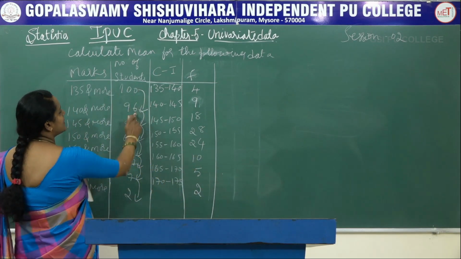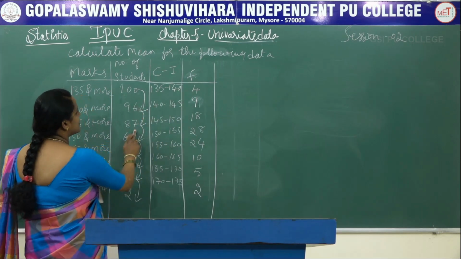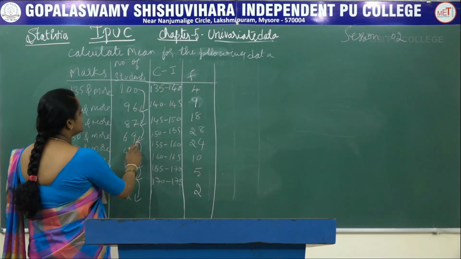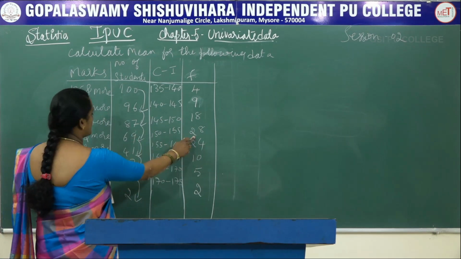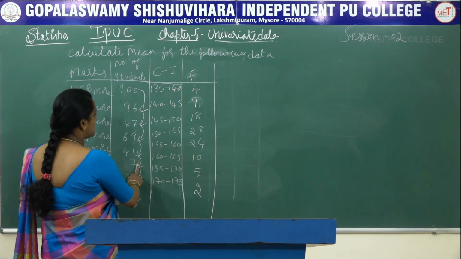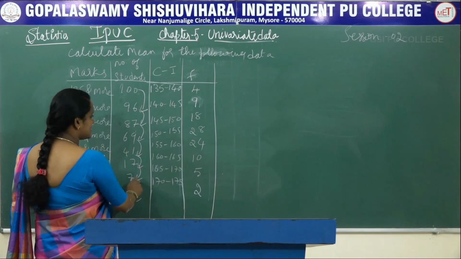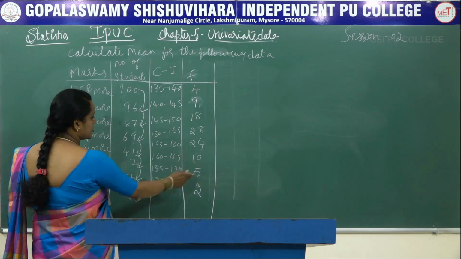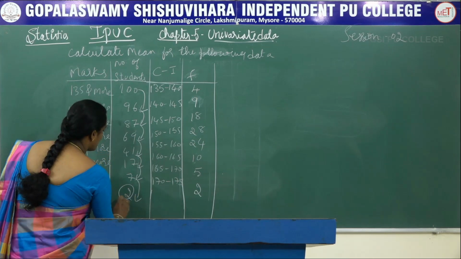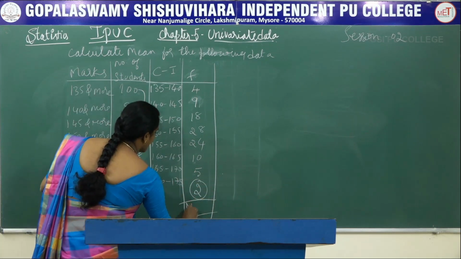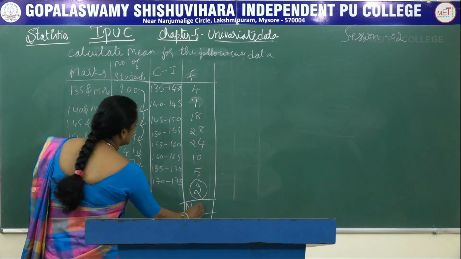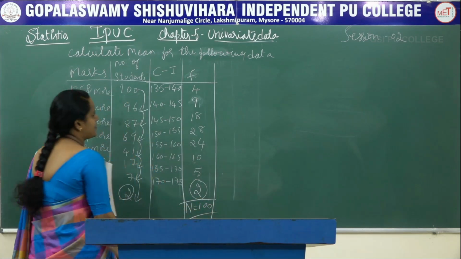See here, 100 minus 96 is 4, 96 minus 87 is 9, 87 minus 69 is 18, 69 minus 41 is 28, 41 minus 17 is 24, 17 minus 7 is 10, 7 minus 2 is 5, and this last number 2 will remain as it is. If you take n, the total number of observations, it will always be 100.